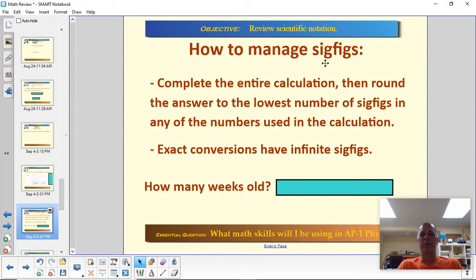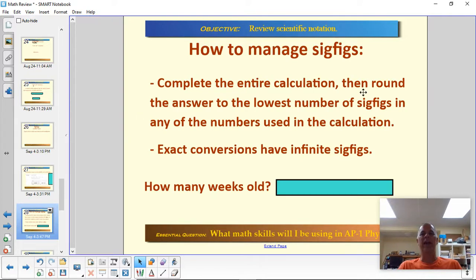But I do have a responsibility to you to expose you to sig figs so that you're not caught flat-footed when you go to college. So this is a shortened version of the rules for it. There's a lot more, but this will do for today, right? So how to manage sig figs.